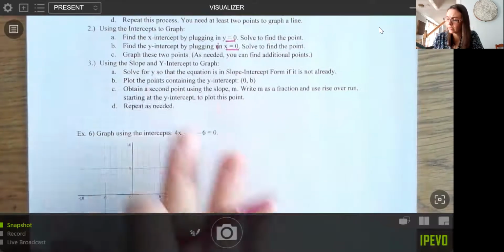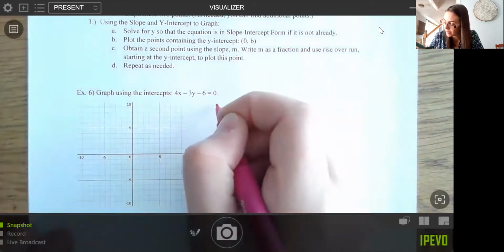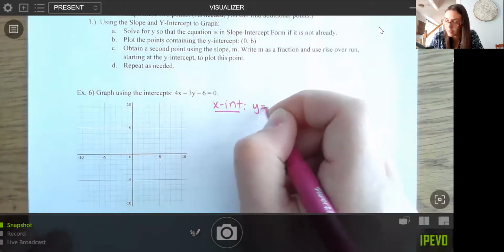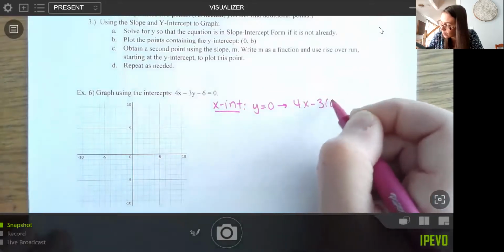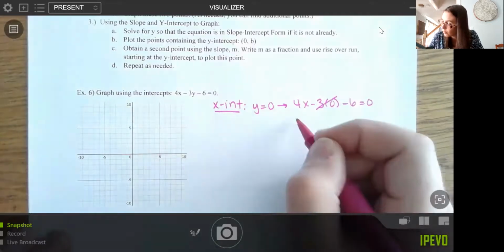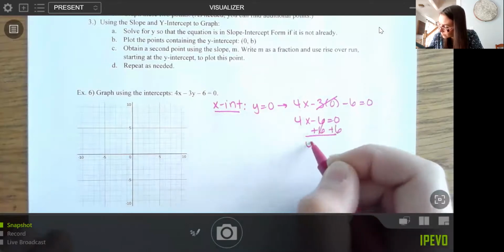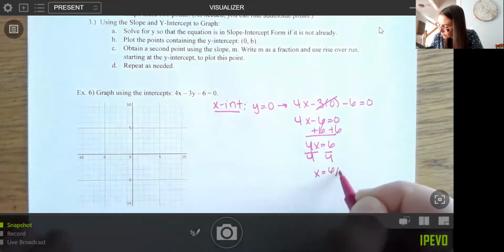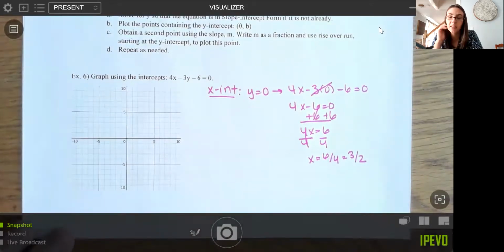Before we do the last one, let's try this method here first. Let's graph using the intercepts. I'm going to find the x-intercept first. To find the x-intercept, you always plug in y equals 0. So I would have 4x minus 3 times 0 minus 6 equals 0. Now this piece is going to cancel, leaving 4x minus 6 equals 0. Then I'm going to keep solving. I get x equals 6/4, but I want to simplify that, which is 3/2.